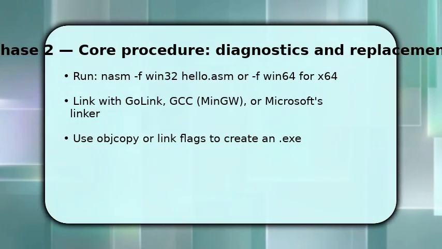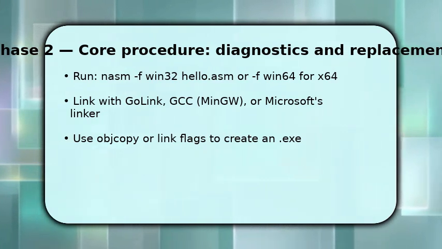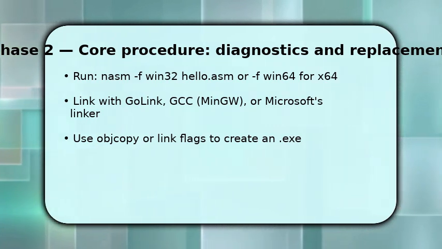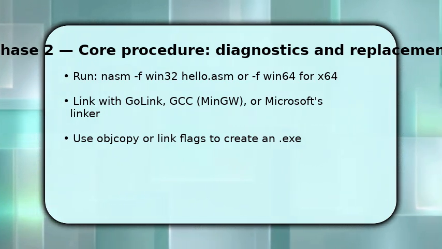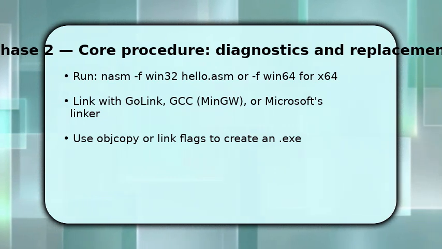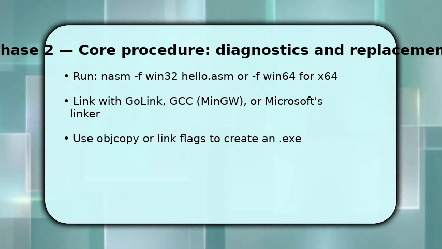Now you assemble and link. Run NASM with -fwin32 or -fwin64 depending on your target. That creates an object file, hello.obj. Next, link that object to produce an executable. Use GoLink, ld from MinGW, or link.exe from Visual Studio Tools. Each tool expects slightly different directives, so pick one and adapt your commands.